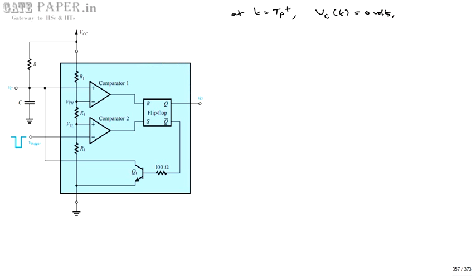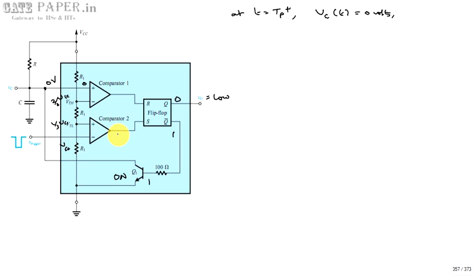And previously at t equal to Tp, V0 goes low, Q is equal to 0 and Q bar is equal to 1. That 1 is going to be over here, that makes the Q1 transistor on, so that the voltage across this one becomes 0 volts. Now this is at 2/3 VCC, this is at 1/3 VCC and it is at VCC.